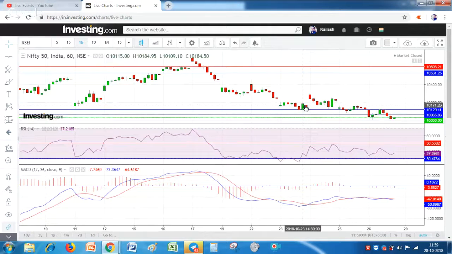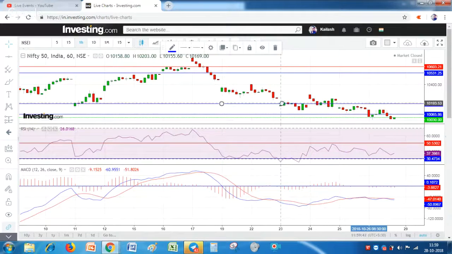This is the 23rd, friends. On the 17th of October we went short, and on the 23rd we should have taken exit by 2:30, which is 14:30. So by 2:30 we should have taken exit from our short trade. This is the level. Let us say we exited at 10,182. How much difference is there? I will mark this line over here. At this level we would have taken an exit somewhere, let us say around 10,190.